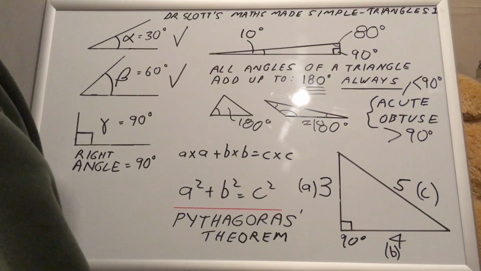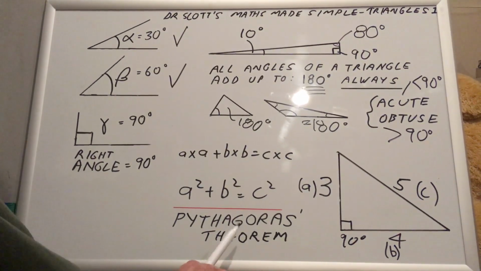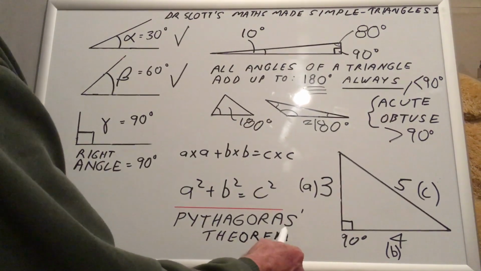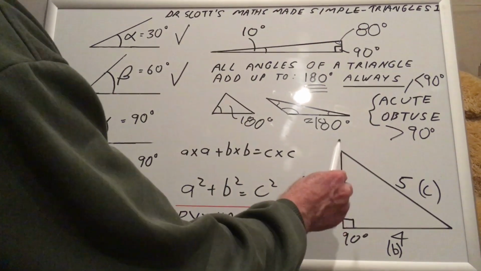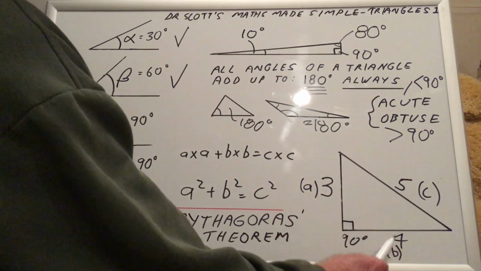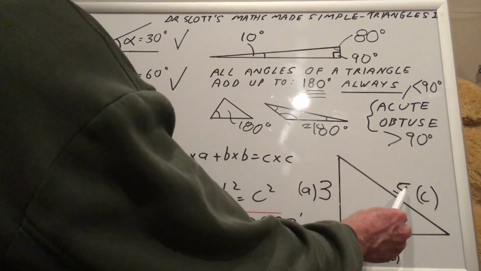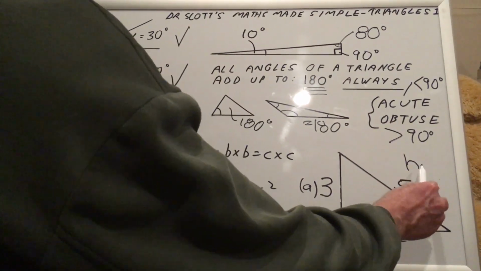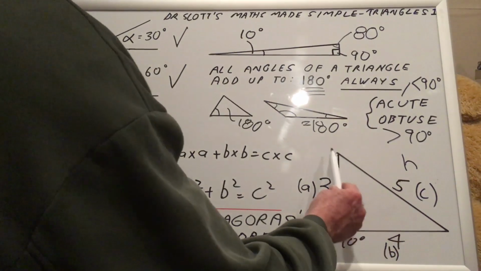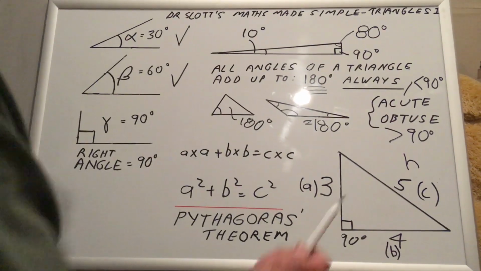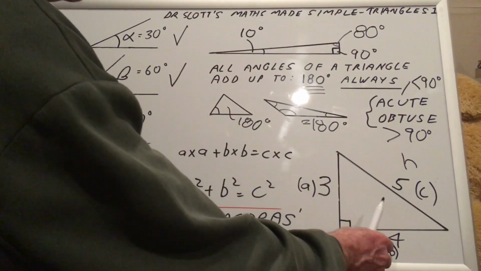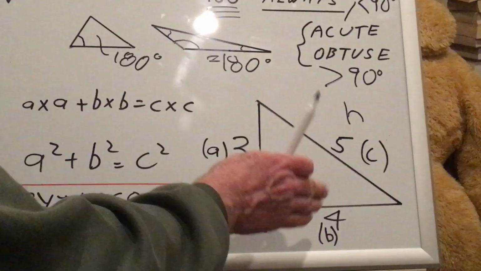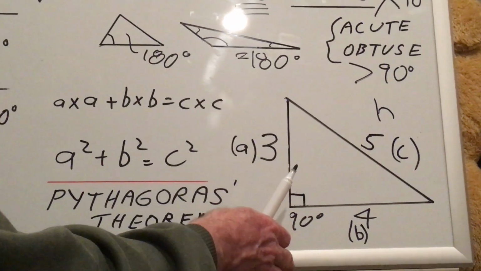Now we know from a fellow who lived about 2,000 years ago called Pythagoras, he worked out that if you square this plus that squared will equal that squared. Now that is the hypotenuse, sometimes abbreviated to H. The longest side of a right angle triangle is called the hypotenuse. It's always opposite the right angle. So I'm only talking about right angled triangles here.